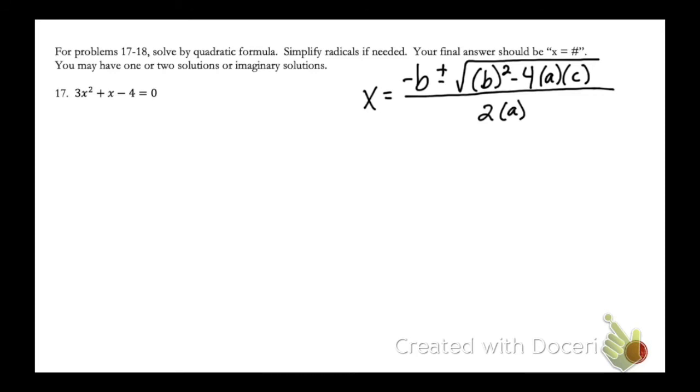In problems 17 and 18, we're going to solve these using the quadratic formula. First of all, I have my quadratic formula written here. Make sure that everywhere I have parentheses, you have parentheses as well whenever you're doing these problems. Let's first identify our a, b, and c, which are 3, 1, and -4, and then plug those into the quadratic formula.